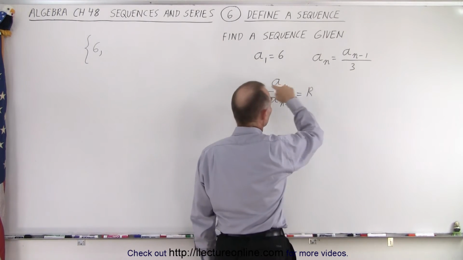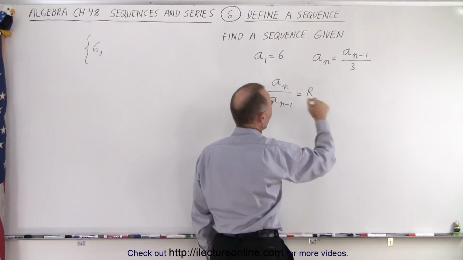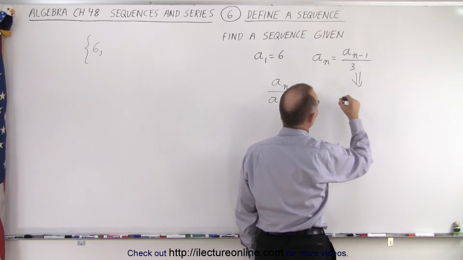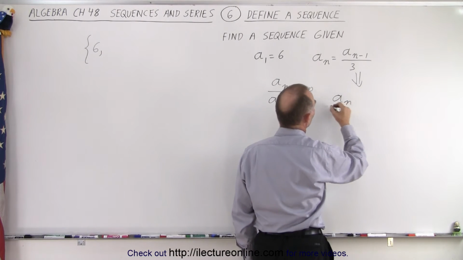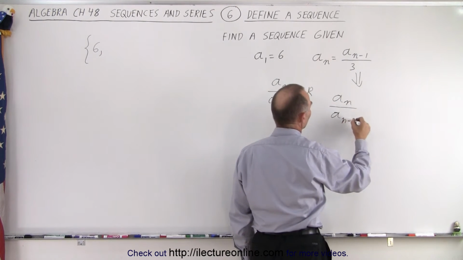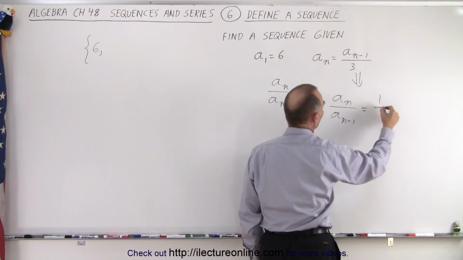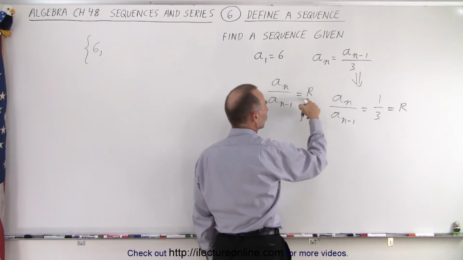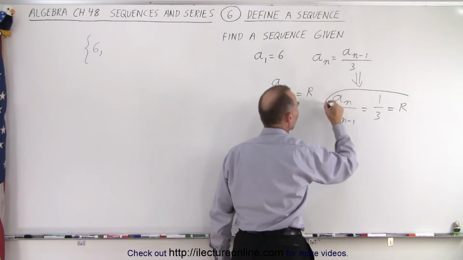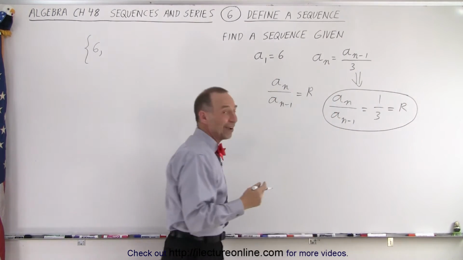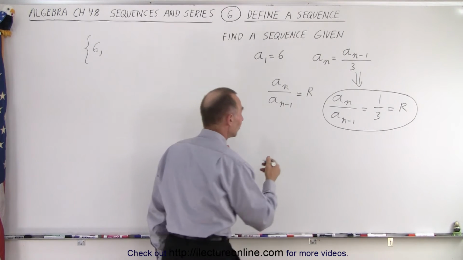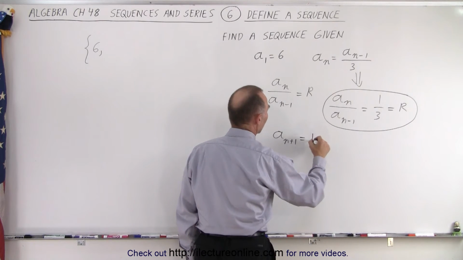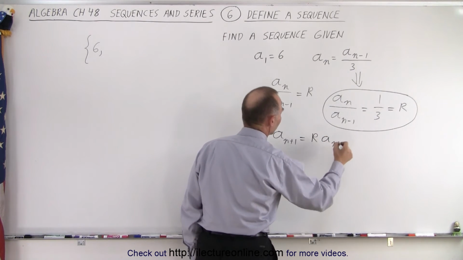So we need to turn this into something that looks like this. So in other words, we can go ahead and divide both sides by a sub n minus 1. So on the left side, we get a sub n divided by a sub n minus 1 is equal to 1 over 3. And you can see that once you have this ratio, that's called a common ratio, we have now found the common ratio, which means that to find the next term in the sequence, for example, a sub n plus 1, that is equal to the common ratio r times the previous term, a sub n.